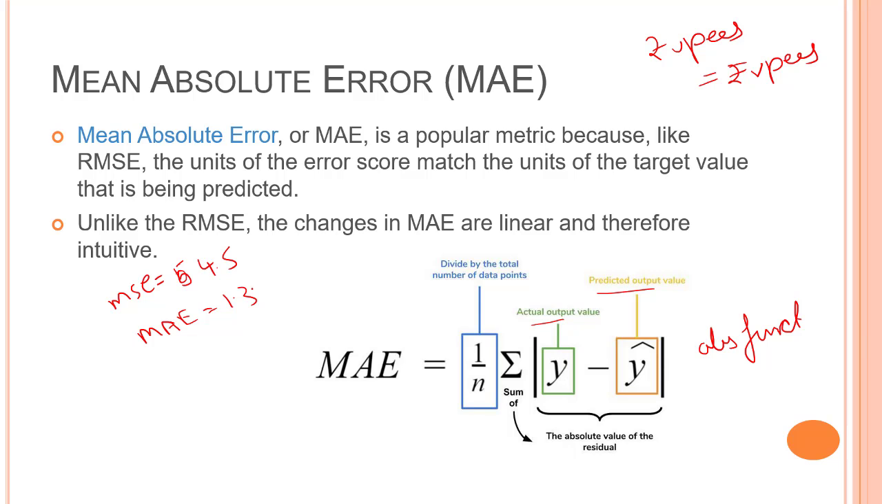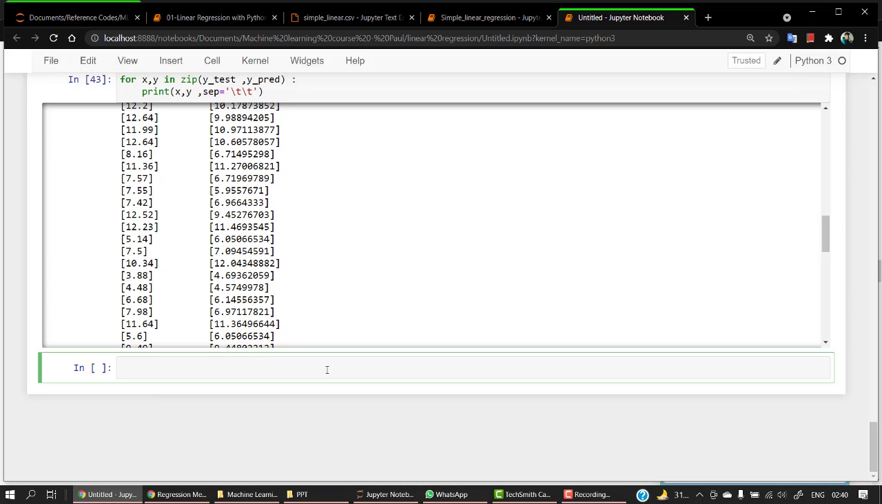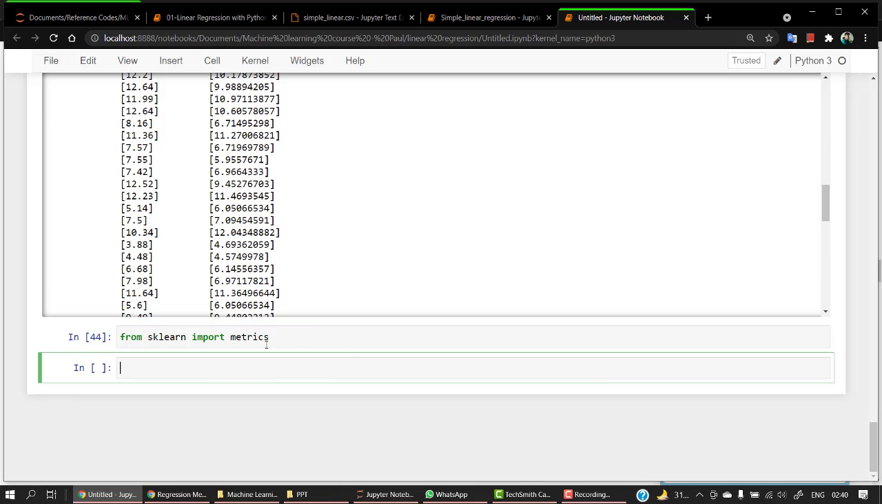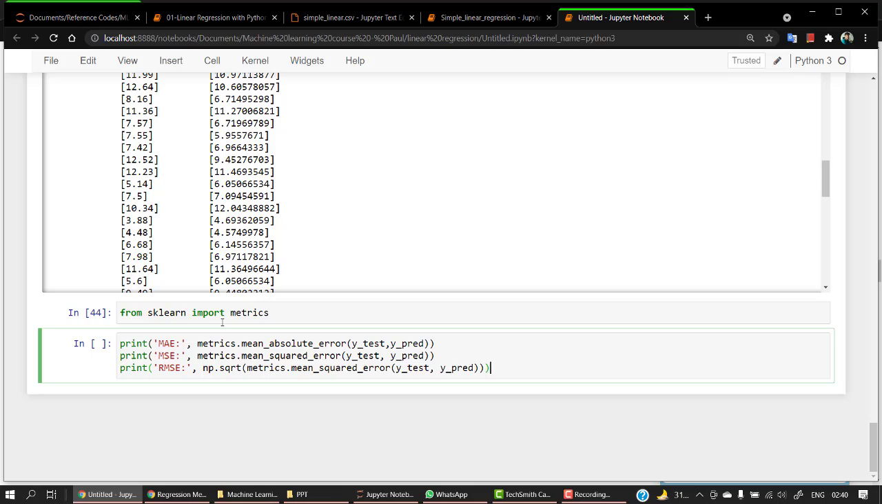Let's jump into the Jupyter Notebook and look at our previous dataset of univariate linear regression to see what exactly these are and how to get them from the sklearn library. We are back in our notebook. Let's import the metrics. From sklearn import metrics. Let's run this to get all the metrics that we need. And rather than writing everything, let's paste the code over here.